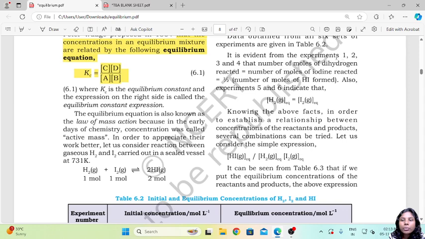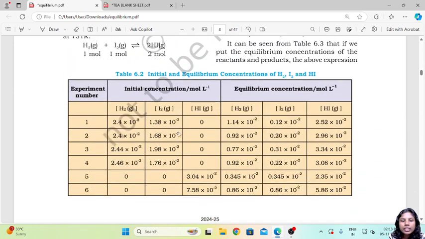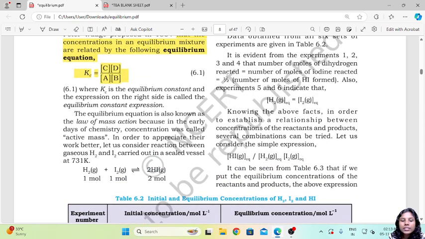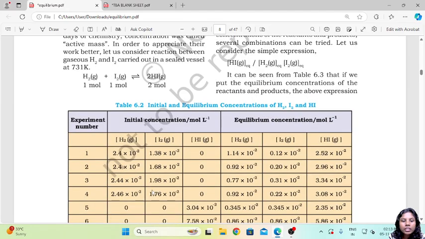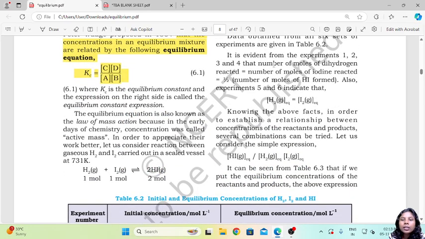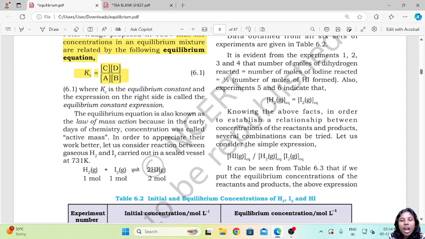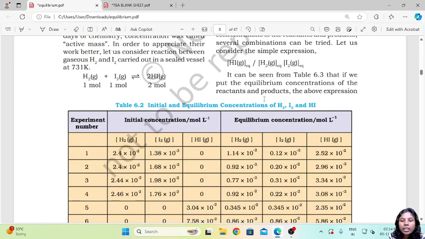It is evident from experiments 1, 2, 3 and 4 that the number of moles of dihydrogen reacted equals the number of moles of iodine reacted, which equals half the number of moles of HI formed. Here we see that this is almost half of this value. So for the first 4 reactions given here, the moles of dihydrogen that have reacted are equal to the moles of iodine that have also reacted, and that equals half the number of moles of HI formed.